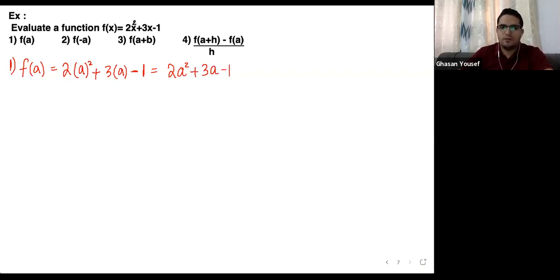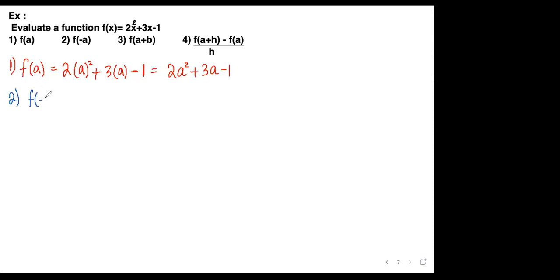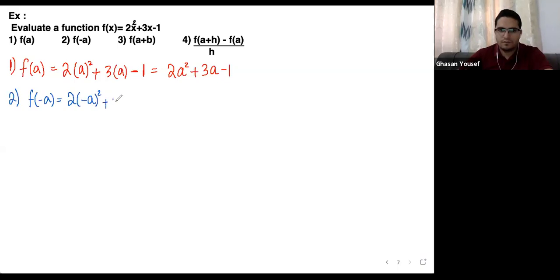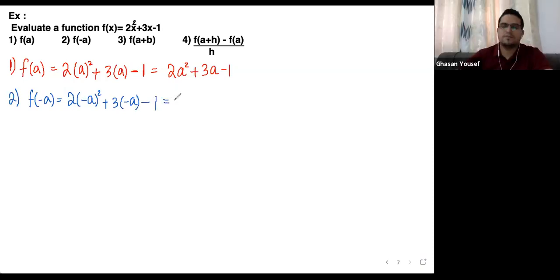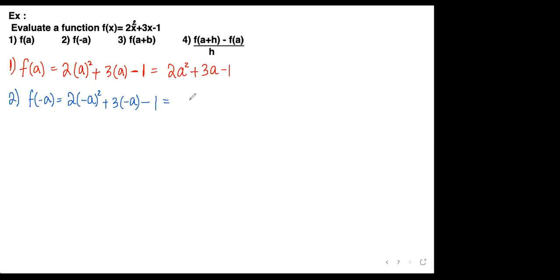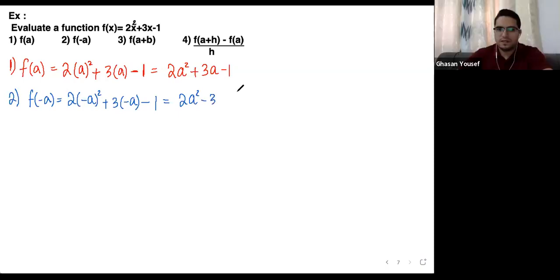For the second one, f of minus a. Can I do it? Yes. So 2 times minus a squared, plus 3 times minus a, minus 1. Nice. And what is the simplification for this? 2a squared minus 3a minus 1.